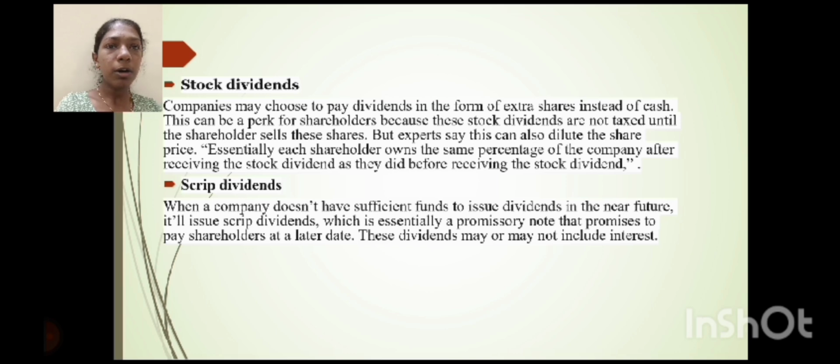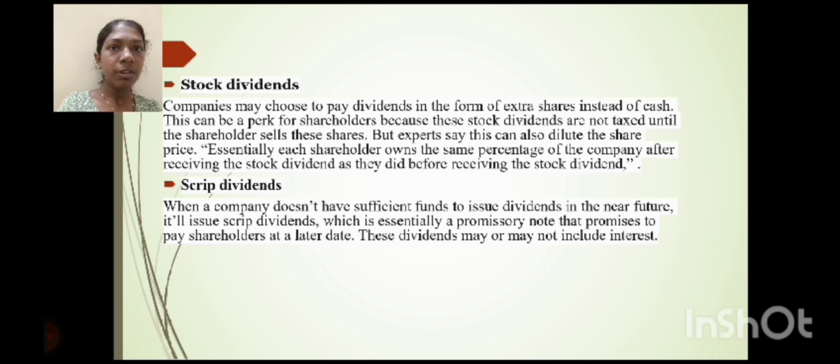This can be a perk for shareholders because these stock dividends are not taxed until the shareholders sell their shares. But experts may say this can also dilute the share price. Essentially, shareholders own the same percentage of the company after receiving the stock dividend as they did before receiving the stock dividend.